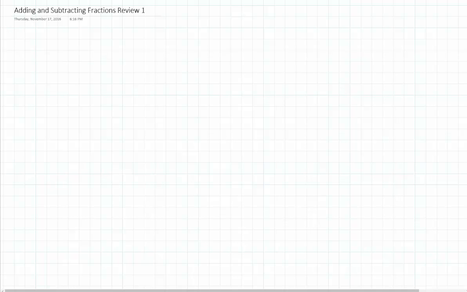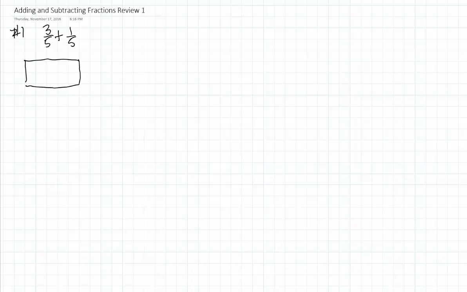Okay, so the first fraction, 3/5 plus 1/5. Well, it does ask to create a drawing, so we want to draw a picture. So let's go ahead and draw 3, 4, 5. Okay, excuse the drawing, it's kind of hard on computer.